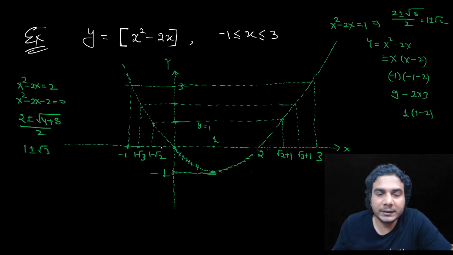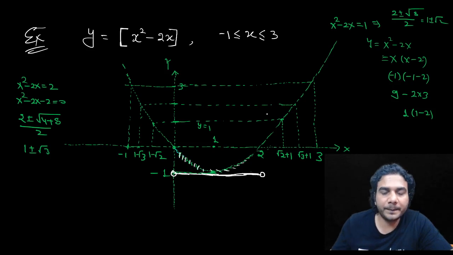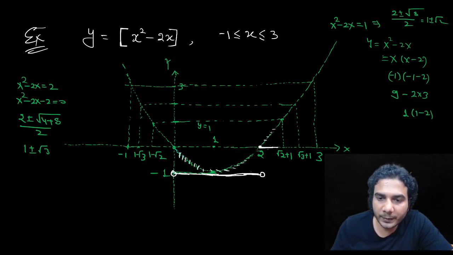Now see, let's take the greatest integer. If I take the greatest integer of this part, it is going to be minus 1. All right, I hope it is clear. Then when x lies between 2 and root 2 plus 1, the graph lies between 0 and 1. So this portion will be 1.